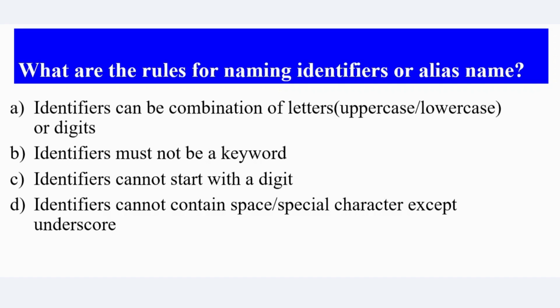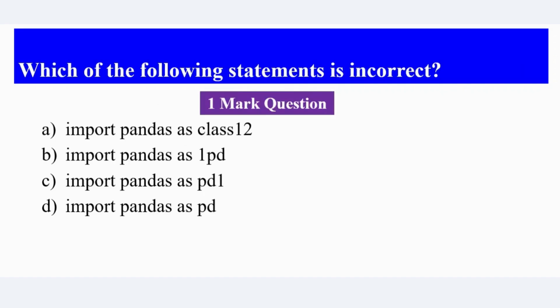So according to the rules, the statement with class12 is a combination of letters and digits, so it is okay. But 1PD is starting with a digit, so this is incorrect, and we can check this in Python ideally, or we can use Jupyter Notebook.